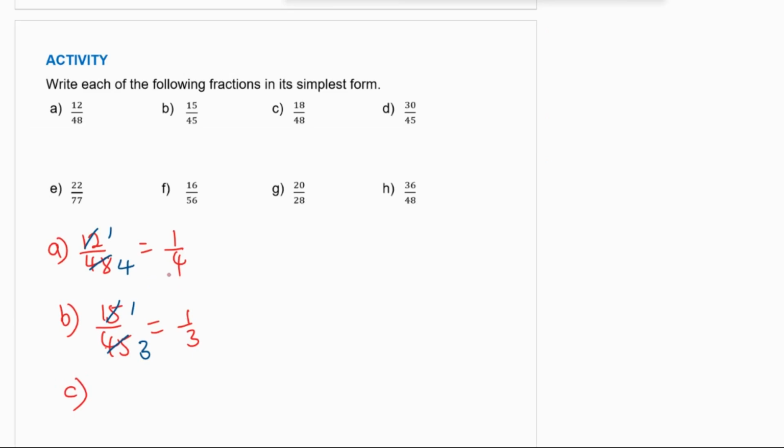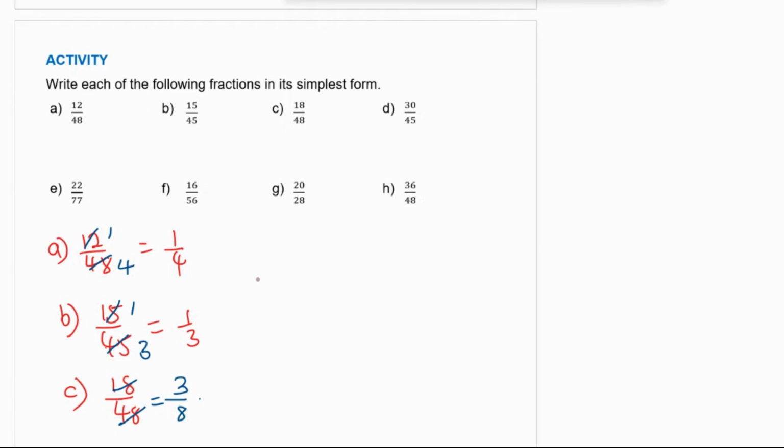Now I'm going to use the highest common factor only. Okay? Right, 18 over 48. What is the highest common factor here? It will be 6. So you say 18 divided by 6, we get what? We get 3. And then 48 divided by 6, you get what? You get 8. So the answer is 3 over 8.